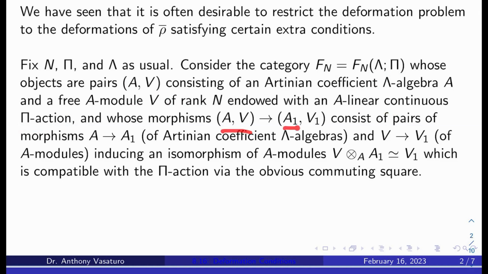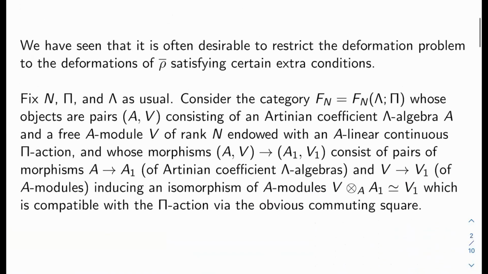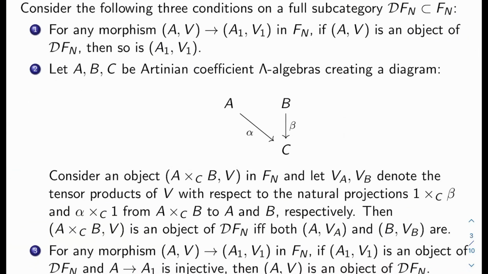A map from (A, V) to (A1, V1) is a pair of morphisms A to A1 of Artinian coefficient lambda algebras, and another map V to V1 of A modules, which induces an isomorphism of A1 modules from V tensor A1 over A to V1, and which is compatible with the pi action via the obvious commuting square. Okay, so here are the three major conditions that we need to be aware of if we want to have hope of representing a restricted deformation problem.